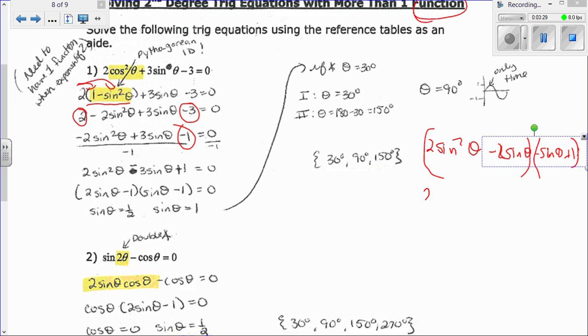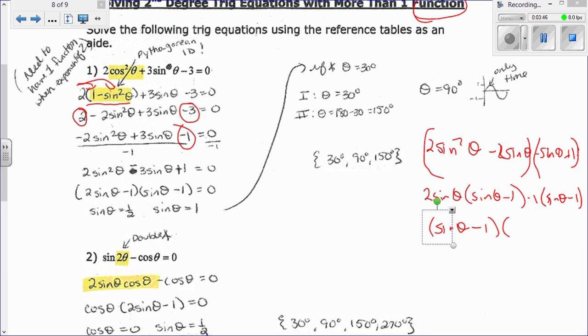I have a 2 sine theta, and I'm left with sine theta minus 1. And here I'm going to pull out a negative 1. So I have sine theta minus 1. So I have a sine theta minus 1 and a 2 sine theta minus 1. And that's exactly what I have right there. So you can do it by grouping or you can do trial and error, however you need to factor.